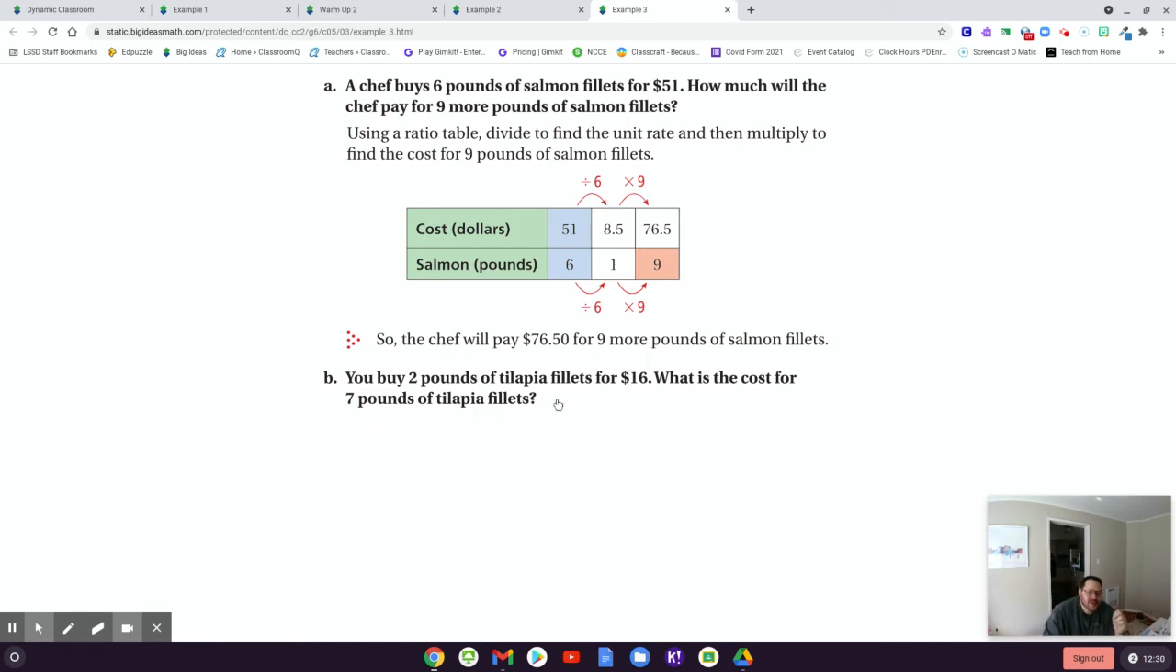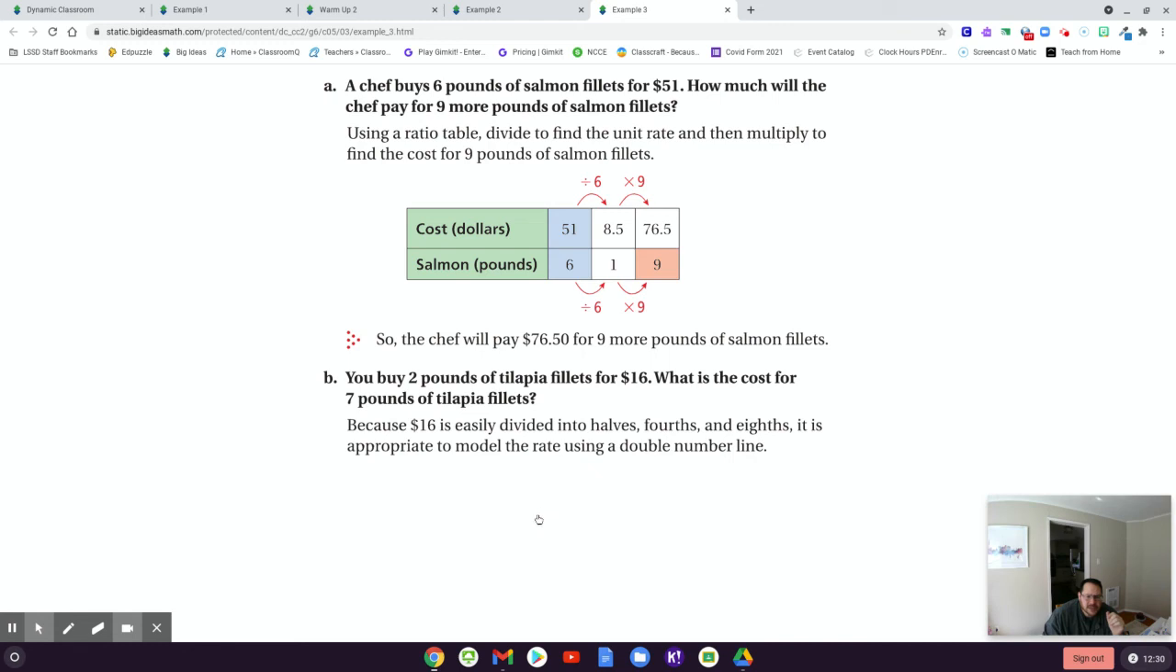All right, so now you also like tilapia, apparently. So you buy 2 pounds of tilapia fillets for $16. What is the cost for 7 pounds of tilapia? So what I want you to do first is find the unit rate for the tilapia. Okay, so if you did $16 divided by 2 pounds to get $8 per pound, that is the unit rate. So then what would it cost for 7 pounds of tilapia?